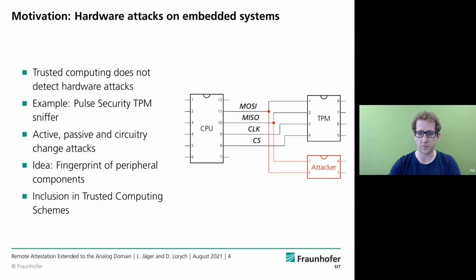Of course, you could use encryption between the CPU and the TPM, but at this point, trusted computing has no way of knowing if there is an attacker present or not. And the idea was to create a fingerprint of the peripheral hardware, in this case the TPM, that is analog in nature. So to measure some analog property of the TPM that can function as a kind of fingerprint, much like a hash. And the idea is to include such a fingerprint in existing trusted computing schemes to have proof of not only the device's firmware integrity, but also of the integrity of its peripheral hardware.